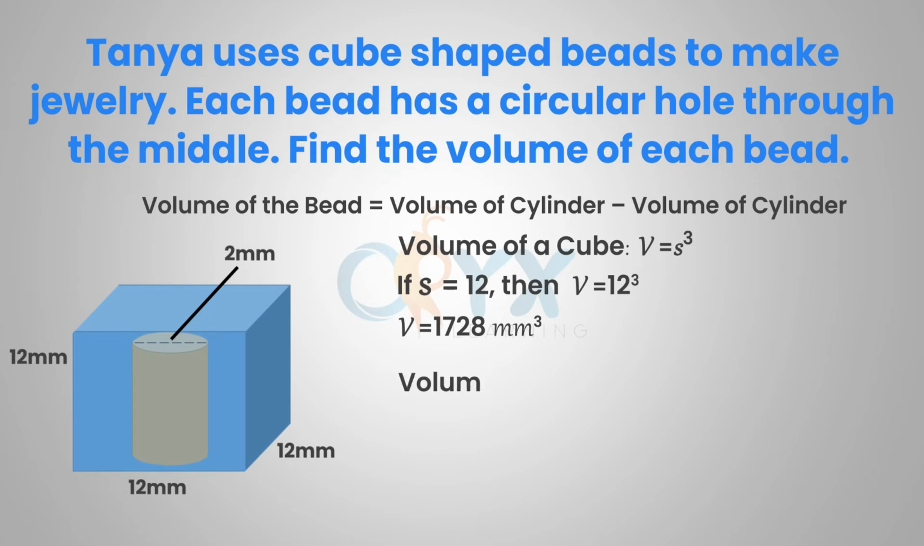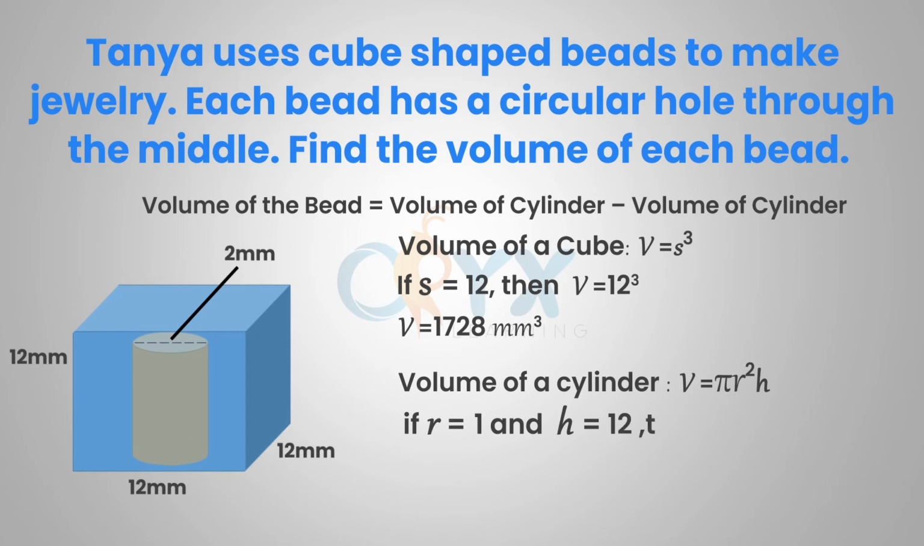The volume of a cylinder, we can use the formula V equals pi r squared h, where in this case r is 1 and h is 12. Remember that if the diameter of the cylinder is 2, the radius is half of that. Half of 2 is 1, so the radius is 1. If we substitute in a radius of 1 and a height of 12, we get a formula that is V equals pi times 1 squared times 12. So V equals 12 pi millimeters to the third, or cubed.